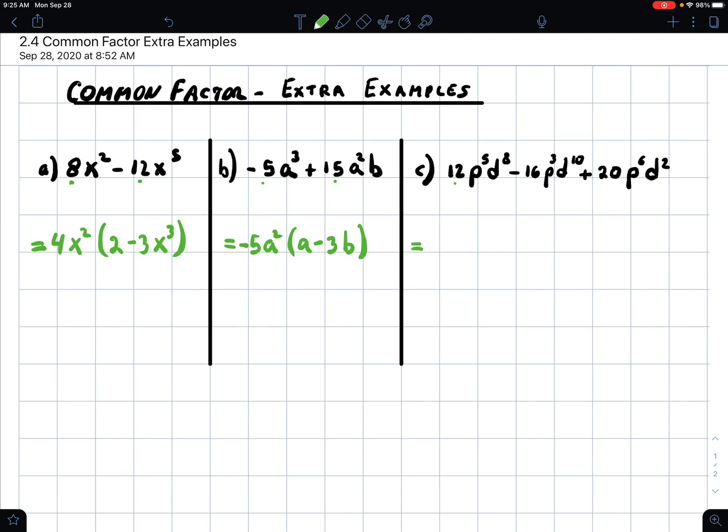So I've got 12, minus 16, and 20. All can be divided by 4. I know that's a negative 16, but the main number, the number at the beginning, is positive, so we're going to take a positive 4.